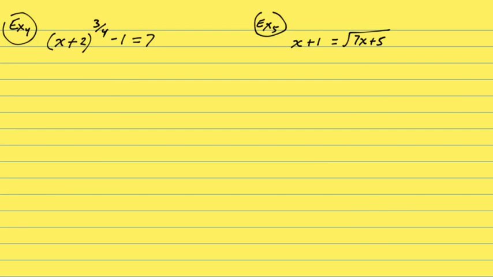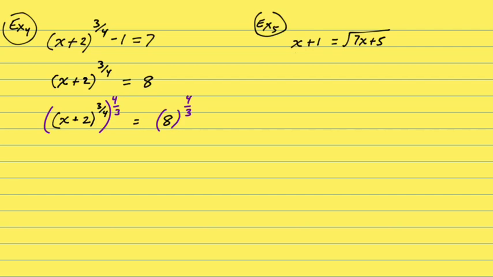Okay, now let's look at example 4. We want to isolate it, so I'm going to add 1. If I add 1, that makes a quantity of x plus 2 to the 3/4 equal 8. Now I want to get rid of that 3/4 power. A power to a power, you multiply exponents. So if I want to raise it to the reciprocal power, if you do it to one side, you do it to both sides. When you multiply your exponents, it makes it to the first, which really is just x plus 2.